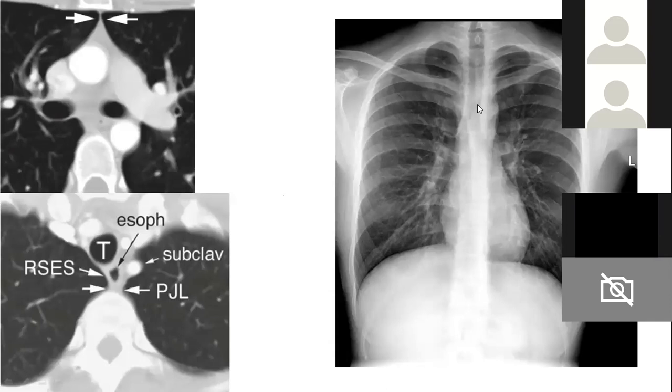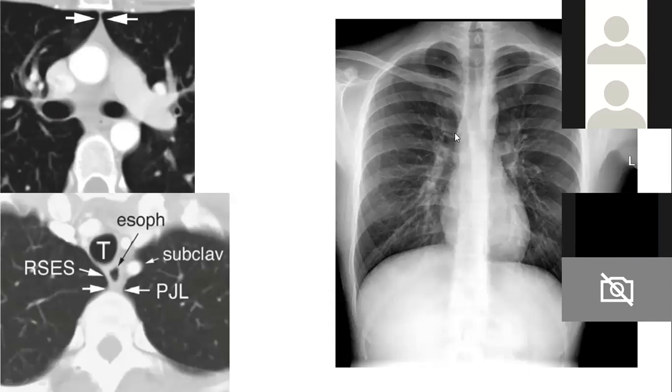Posterior junctional line and anterior junctional line both are seen in hardly 20 to 30% of the cases. So don't worry if you're not seeing it, it may actually not be seen. But they may be helpful if seen. If it is located like this, then it is normal. Posterior junctional line may be thickened in cases of posterior mediastinal masses. Even anterior junctional line can be thickened in anterior mediastinal masses.